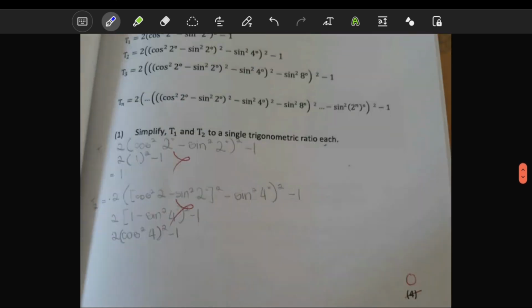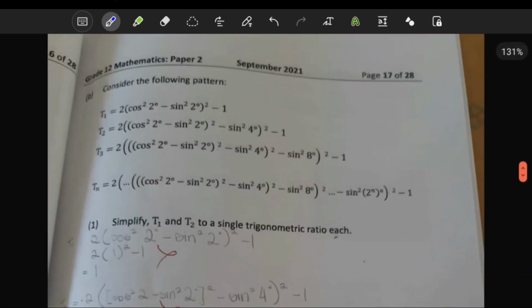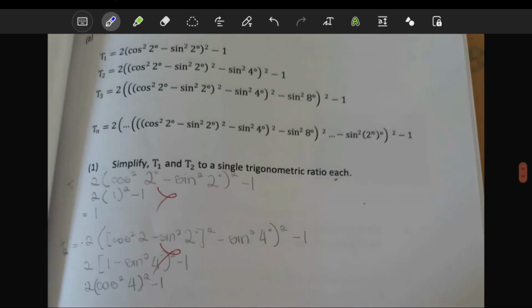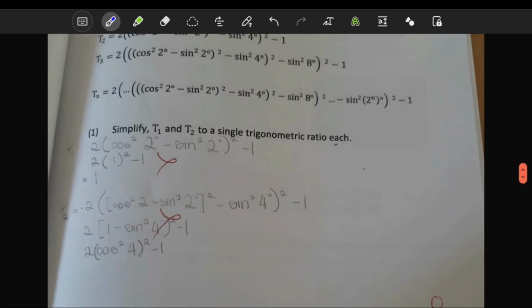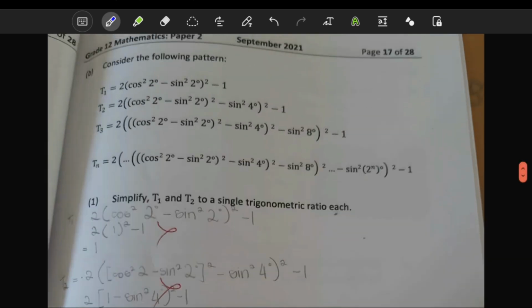Anyways, let's see. They have given us a pattern. Okay, consider the following pattern. Well, this is kind of annoying. A pattern? So anyways, let's look at the pattern. What does the pattern say here? It says we have this with the 2 there. So it's cos squared 2 minus sine squared 2.